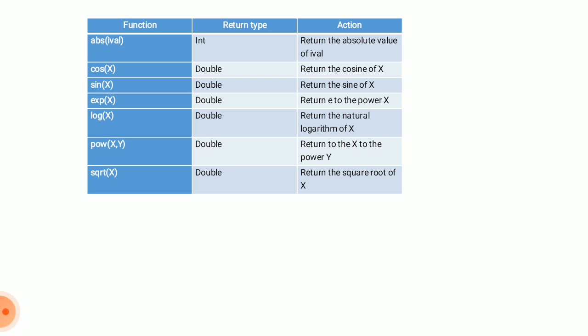Then square root of x. Suppose the x value is 4, then the square root of 4 is 2. Like that, it returns the square root of x. Whatever value you put in the function, it returns the value of that function: absolute, cos, sine, exponent, log, power, square root. Further on you will understand how these functions are used in the program. We will use these functions in the program and see how they are executed and how they operate.